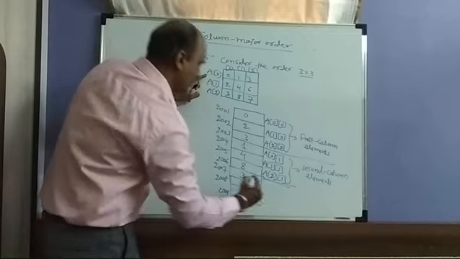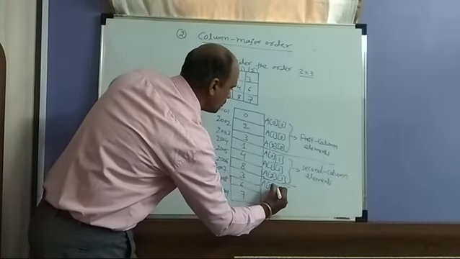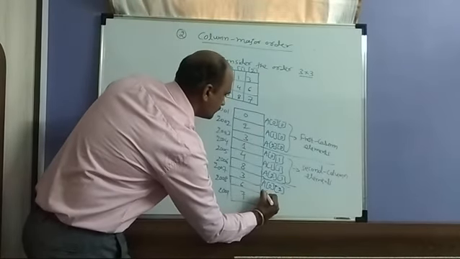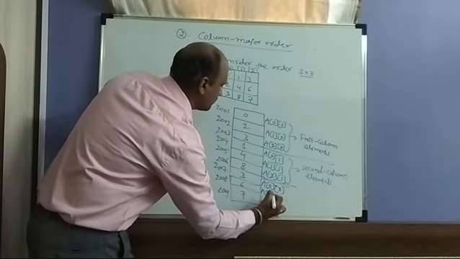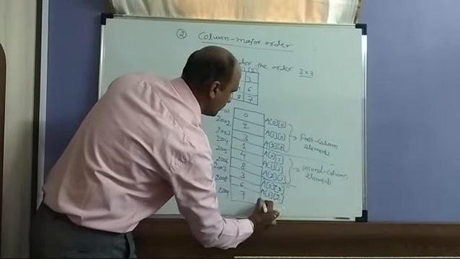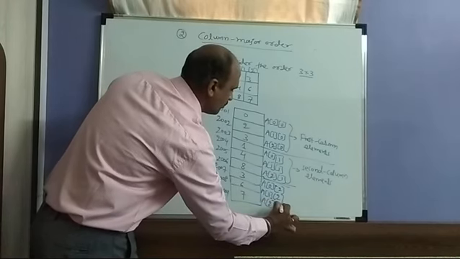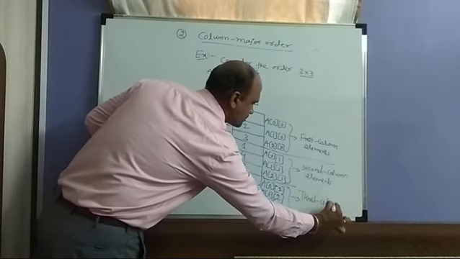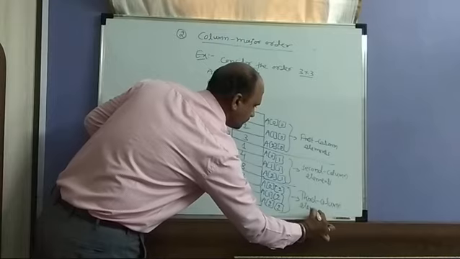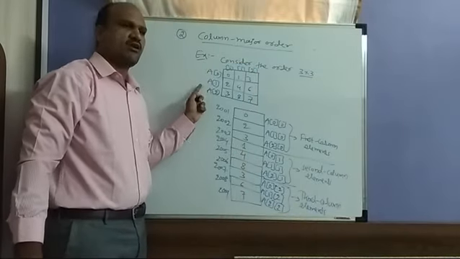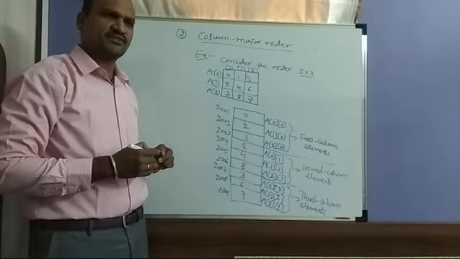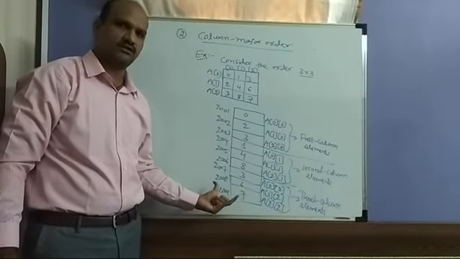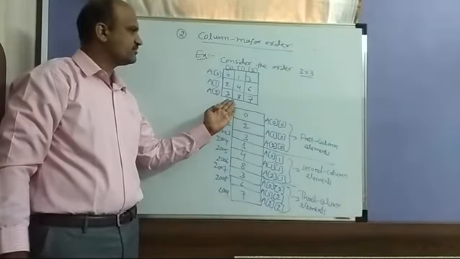Then the third column: A[0][2], then A[1][2], then A[2][2]. These are the third column elements present in this order of matrix. So like this, you have to represent the column major order with the first row, second row and third row, and the elements will be presented. This is an example we have already given.